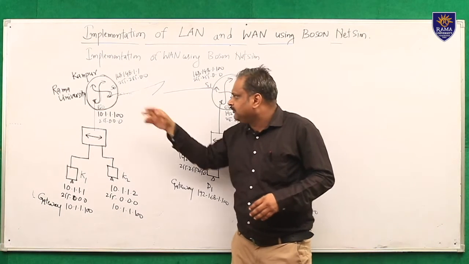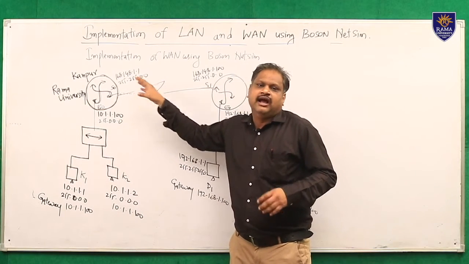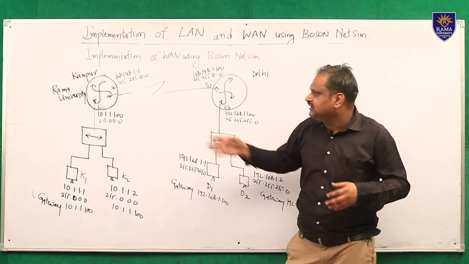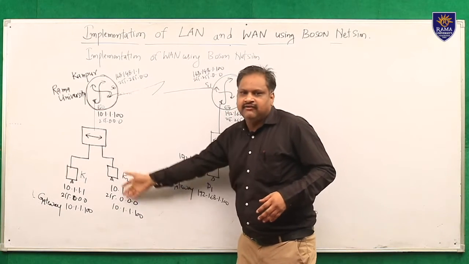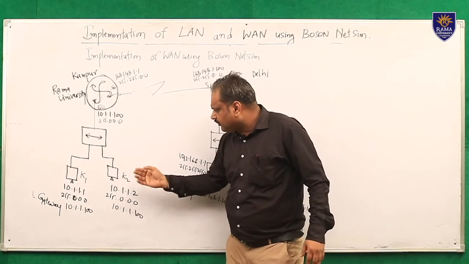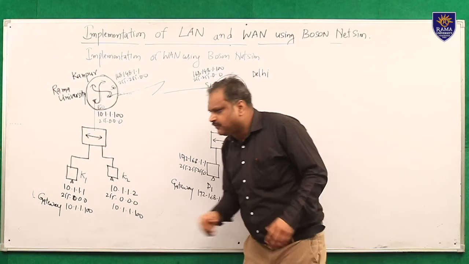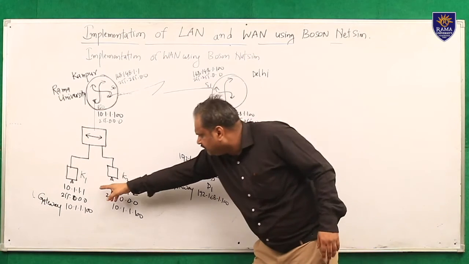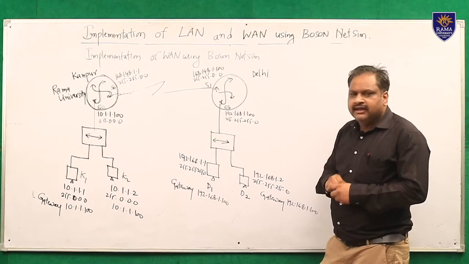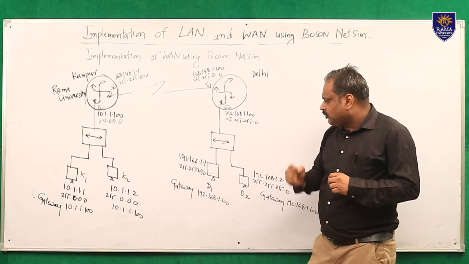Suppose in the part of Kanpur, we have taken the lease line of Reliance Jio, so this is connected to Reliance Jio. Whatever Reliance Jio and BSNL are communicating, we don't know that part, but at the end we are able to communicate. So first we configure the IP address of the local host K1. Suppose K1 wants to communicate with D1.